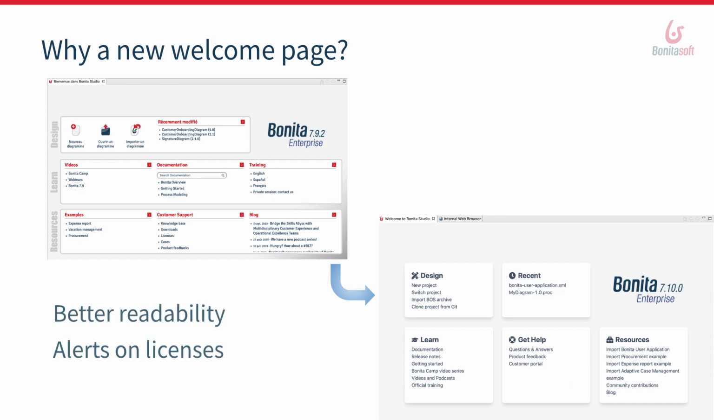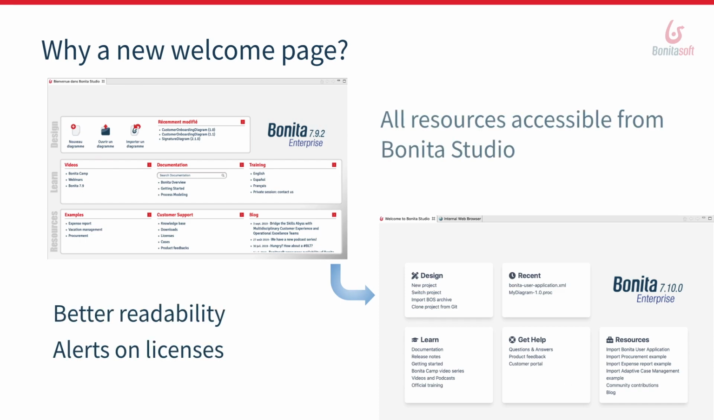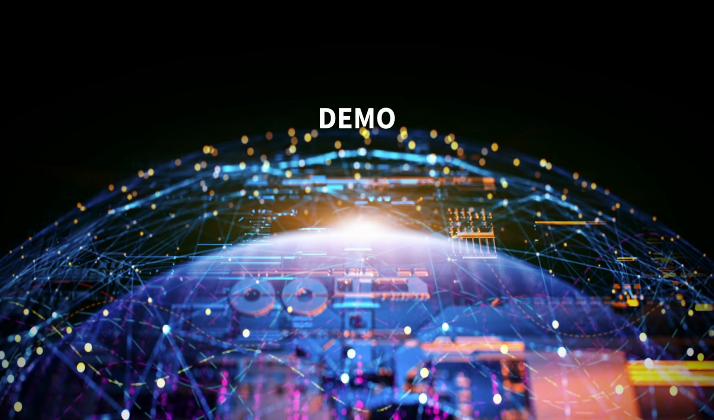For example, we wanted to redesign sections to group resources with a better logic, but also to make sure that you will have an alert in Enterprise Edition when the license is close to expiration date. Also, we wanted to have quick and central access to all resources, including an example like the adaptive case management we talked about in the introduction. We will now see in detail what it looks like for each edition.